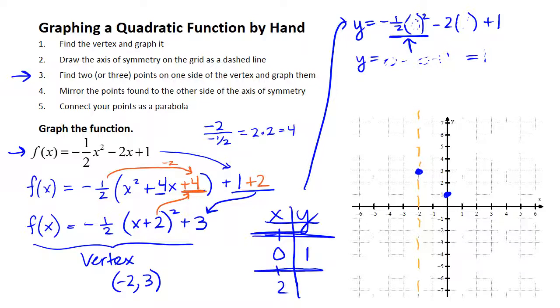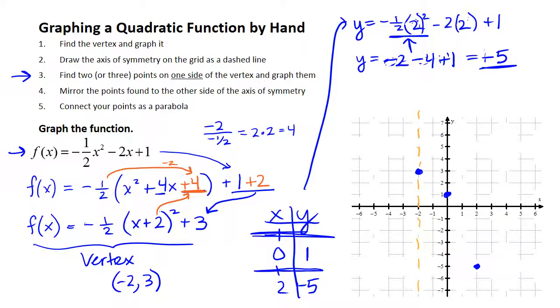So let's do that here. So if I put a 2 in, I get 2 squared is 4 times negative 1/2 would give me a negative 2. Minus 4 plus 1. Negative 2 minus 4 plus 1 would be negative 5. So I get a y value of negative 5 when I put the 2 in. So I'm going to have a point at 2, negative 5.